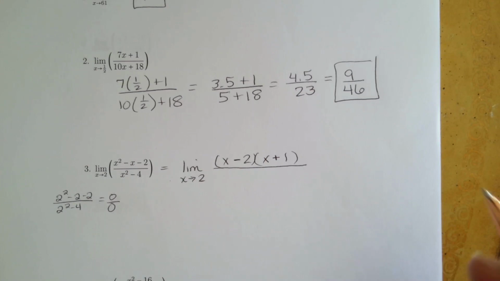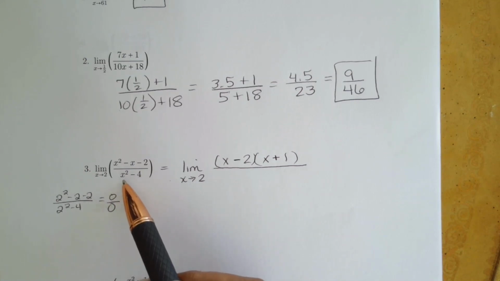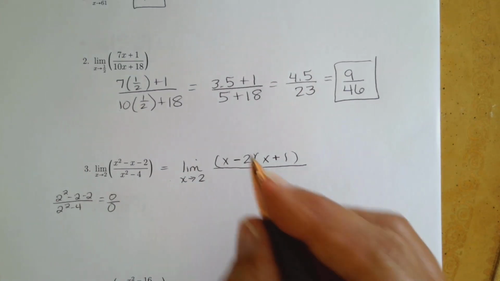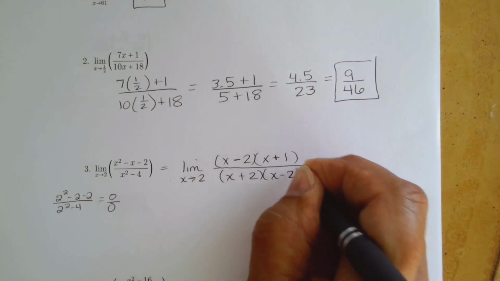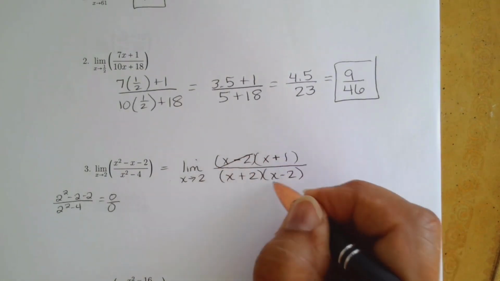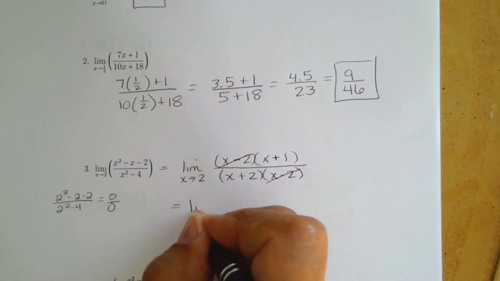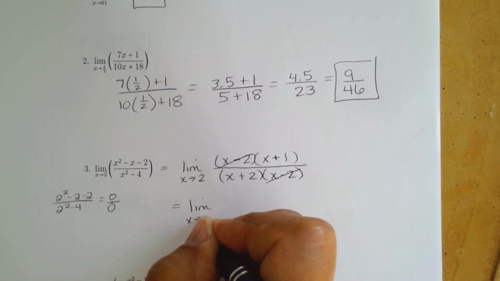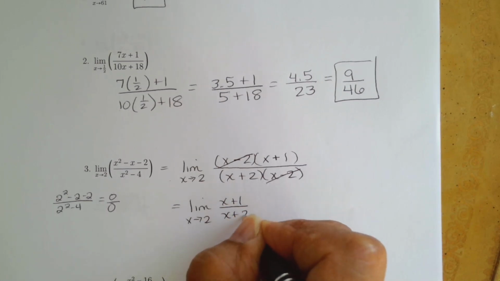be positive. The bottom is the difference of squares. So the square root of both, and then one gets a plus sign, one gets a minus. So the square root of x squared is x. The square root of 4 is 2. So that's going to be x plus 2, x minus 2. Okay? Now we can simplify. Anything common to the top and the bottom can cancel. So we are left with the limit as x goes to 2 of x plus 1 over x plus 2.